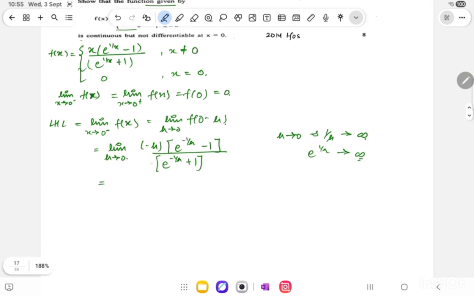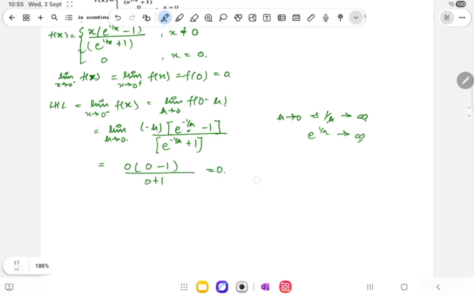So using that result, it will be 0 into this. This is basically 1 upon e raised 1 by h. So this term will approach 0. This term will approach 0. So it is 0 minus 1 upon 0 plus 1. This is equals to 0.